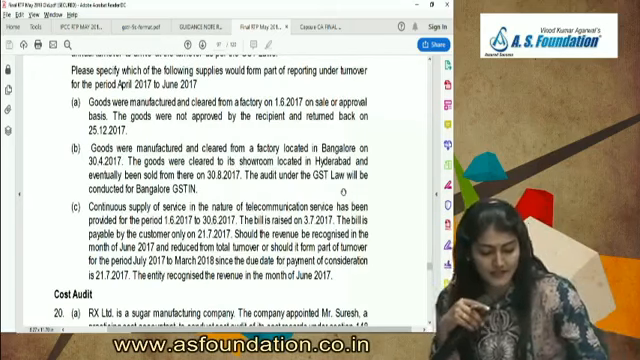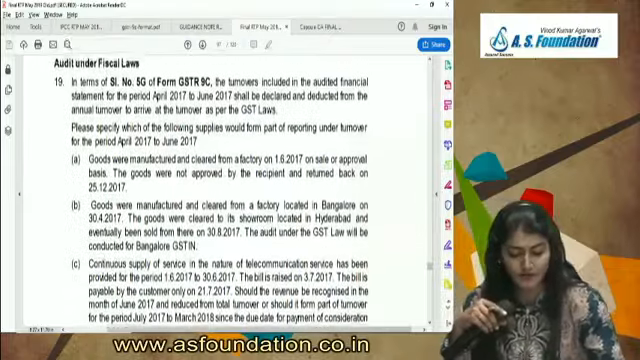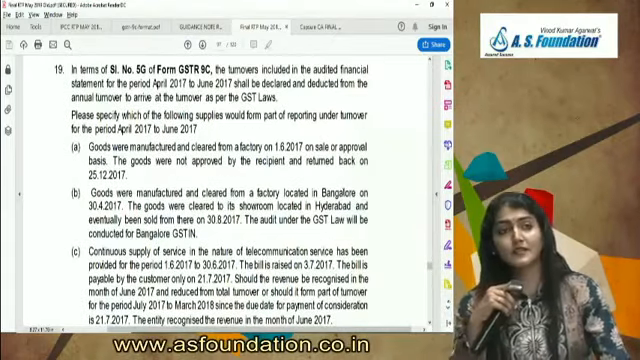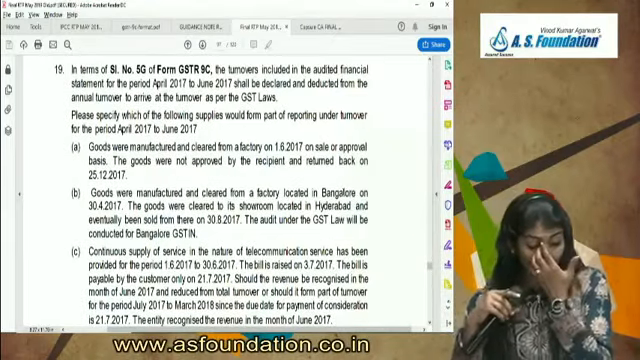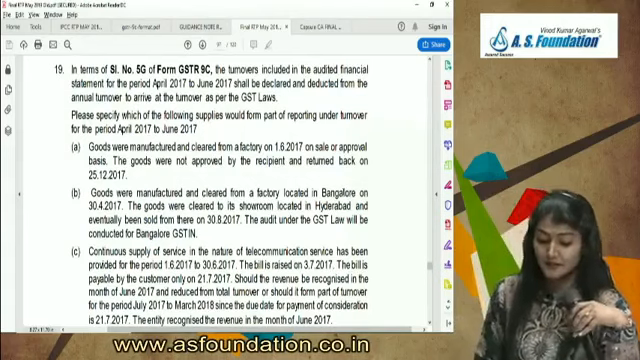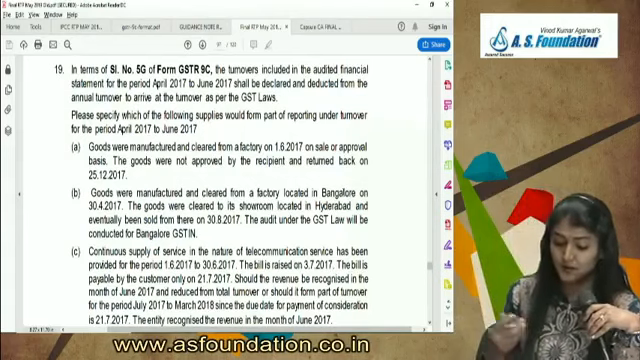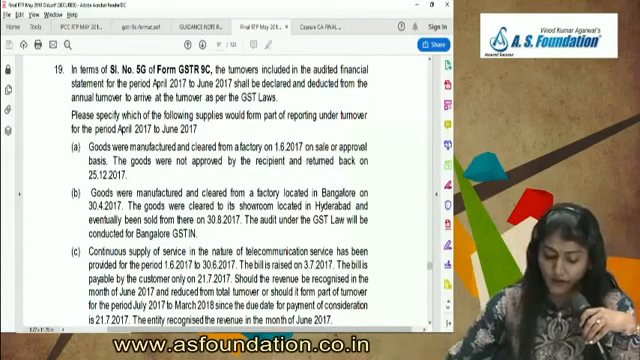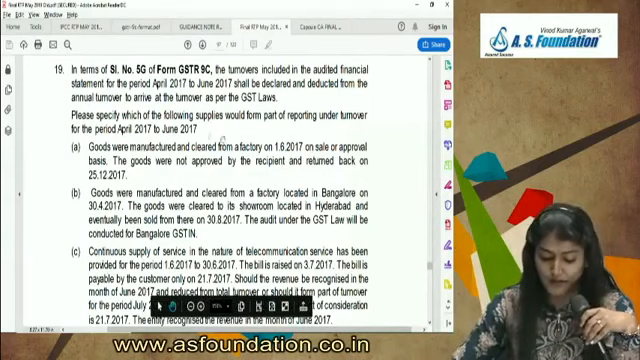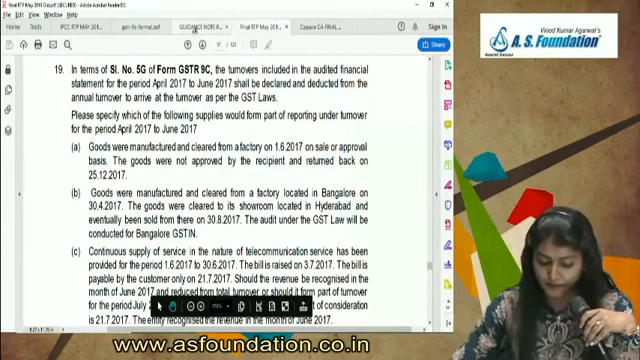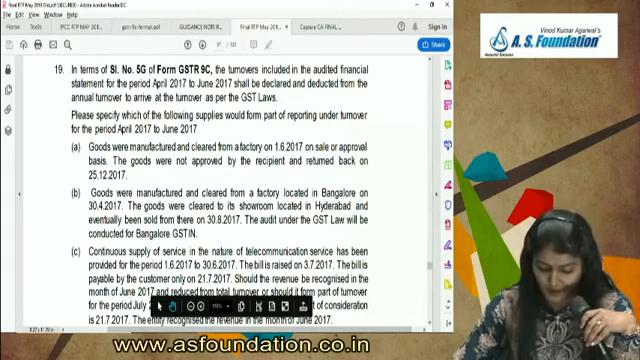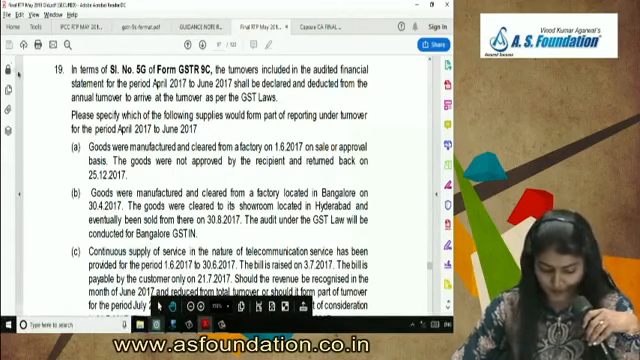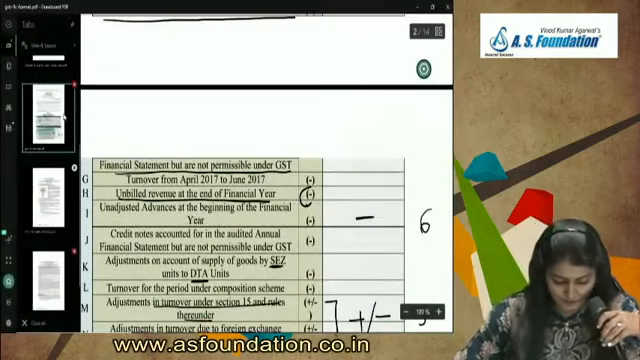Question number 19, RTP May 19 old course. Goods were manufactured and cleared from the factory on 1st July on sale or approval basis. The goods were not approved by the recipient and returned back. When were they returned back? On 25th of December.